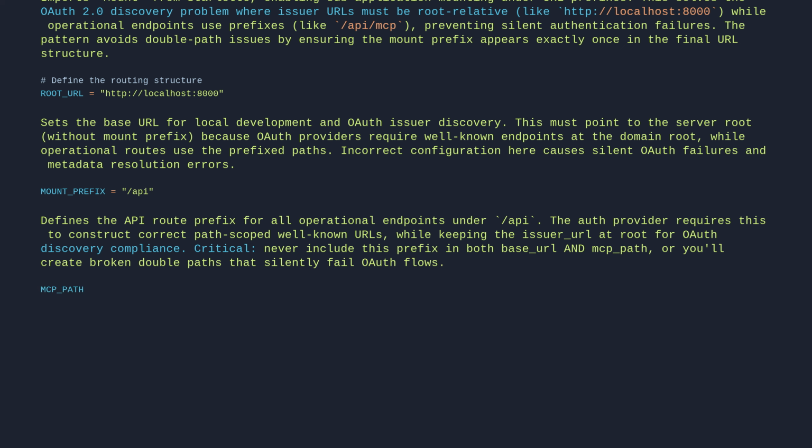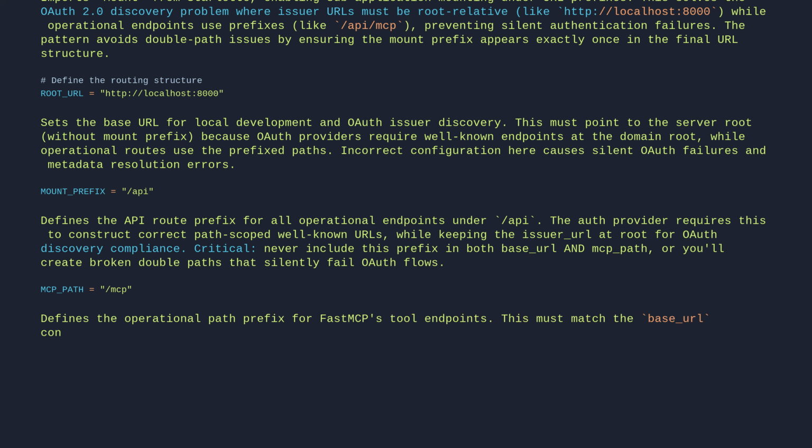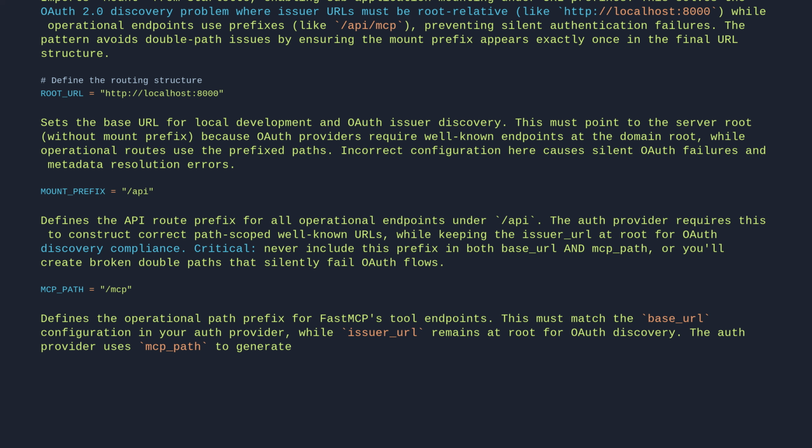MCP_PATH = "/mcp" defines the operational path prefix for FastMCP's tool endpoints. This must match the base URL configuration in your auth provider, while issuer URL remains at root for OAuth discovery. The auth provider uses MCP path to generate correct path-scoped well-known URLs, preventing silent OAuth failures from mismatched endpoints.